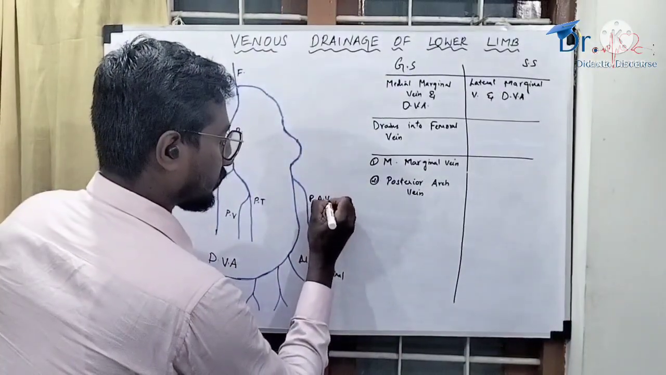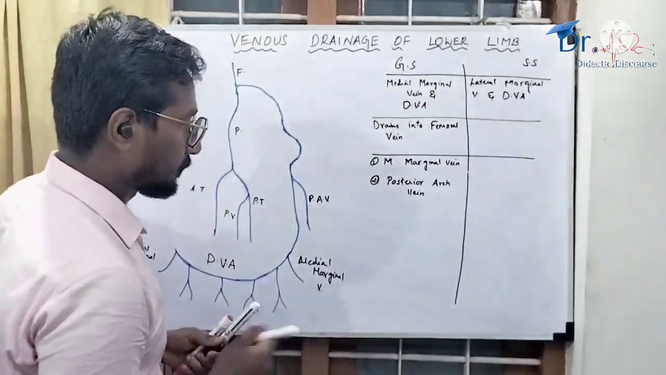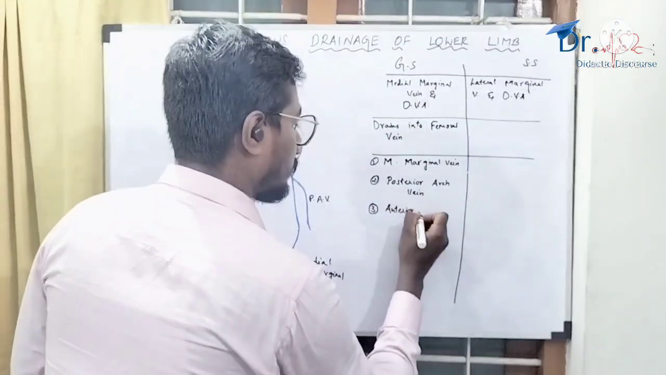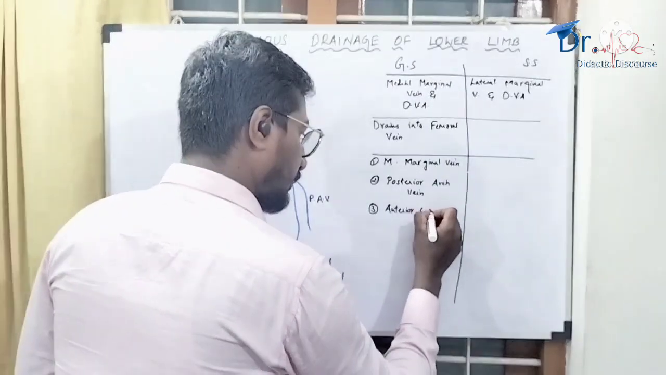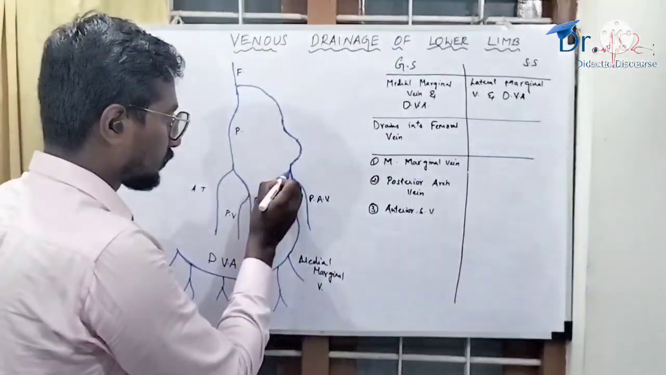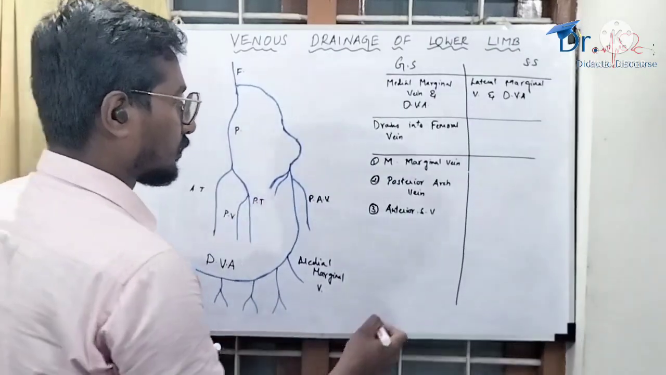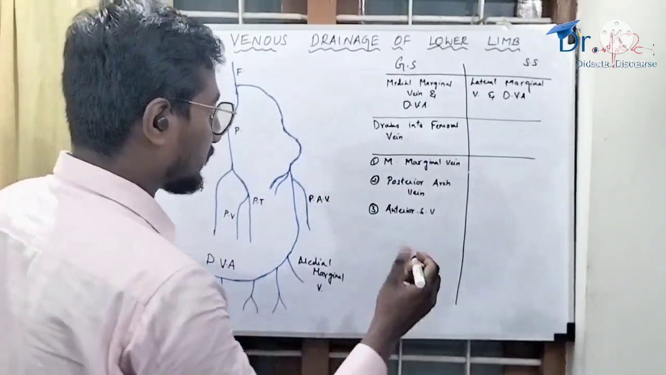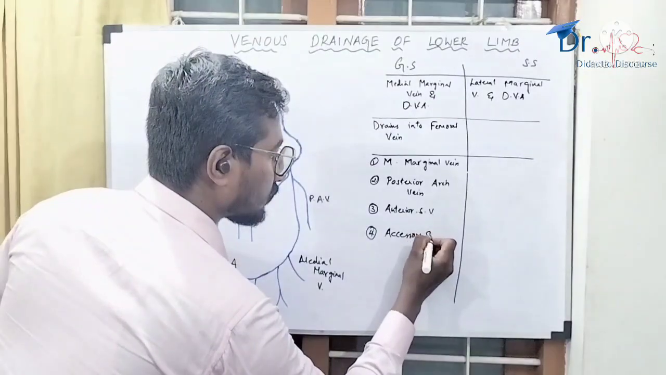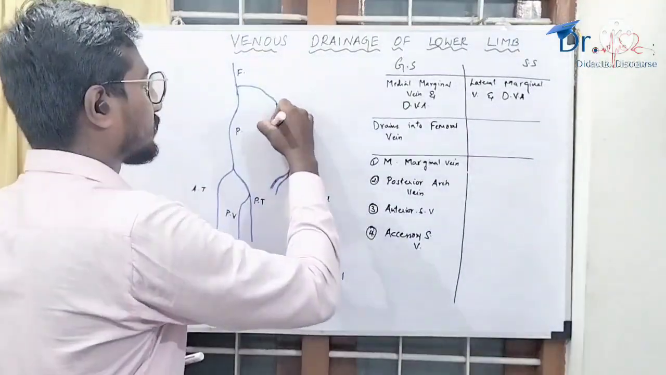This is the posterior arch vein. And when it reaches just below the knee, you have the anterior saphenous veins. And just below the knee you have anterior veins. These are the anterior veins below the knee. And when it reaches the thigh, you have the accessory saphenous vein.